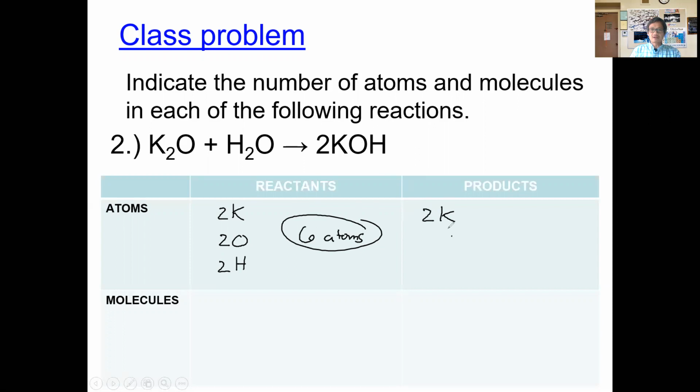We also have oxygen on the right-hand side, and again, that coefficient tells us that we have 2. Then we have hydrogen also on the right-hand side, and this coefficient tells us that we have 2 as well. So we have a total of 6 atoms, 6 atoms on the right-hand side as well. So the total number of atoms has to balance out, okay?